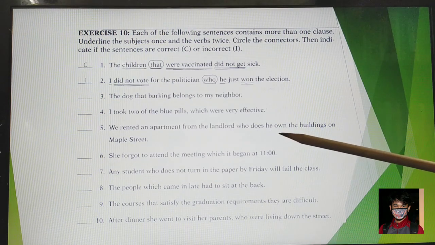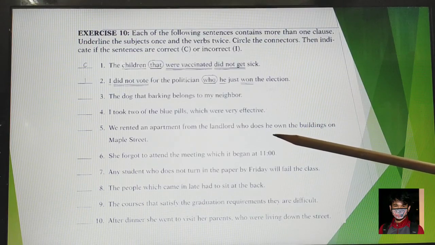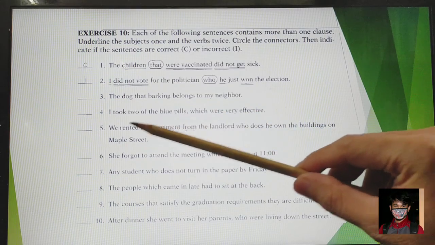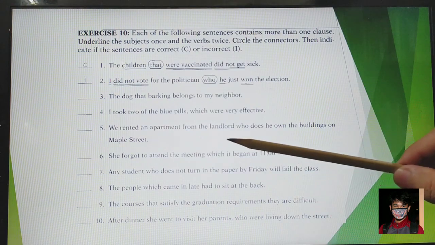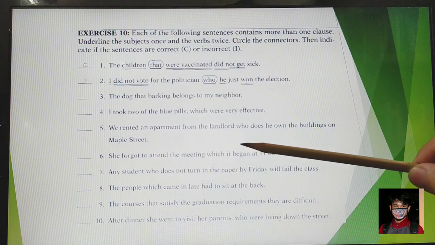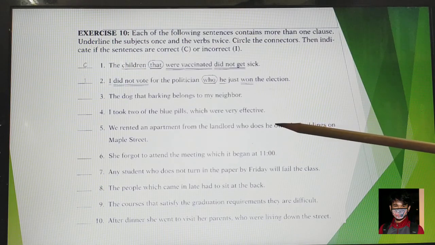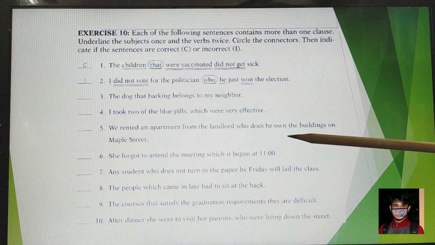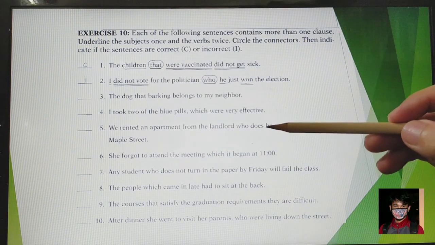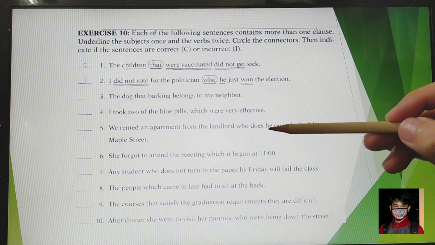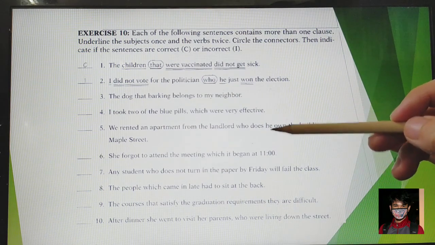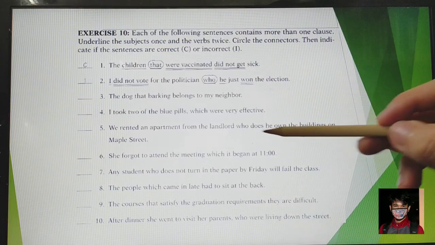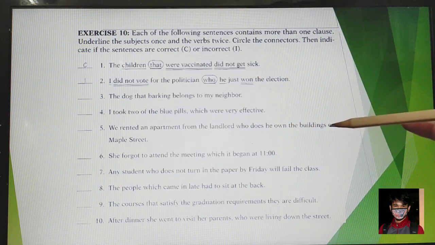Who does he own? So it's just unnecessary information. It could be: we rented an apartment from the landlord who owns the buildings on the Maple Street. So this is the correct order. He should be omitted and does must be omitted too. Who owns the buildings. Okay.